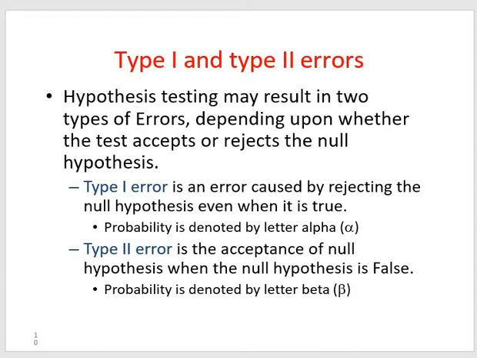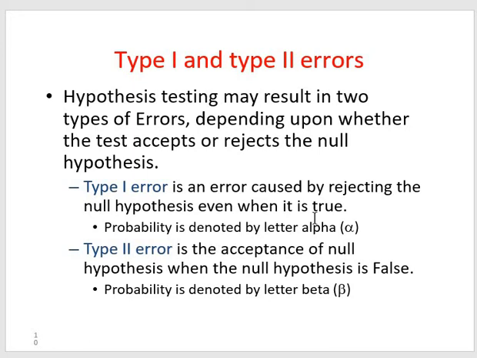So what are these type 1 and type 2 errors? The type 1 error is what? Type 1 error is an error caused by rejecting the null hypothesis even when it is true. So if my null hypothesis is actually true, but still because of my statistical evaluation it is being rejected, then that is generating what? Type 1 error. Type 1 error is basically when your hypothesis is true but it is being rejected. That is my type 1 error.